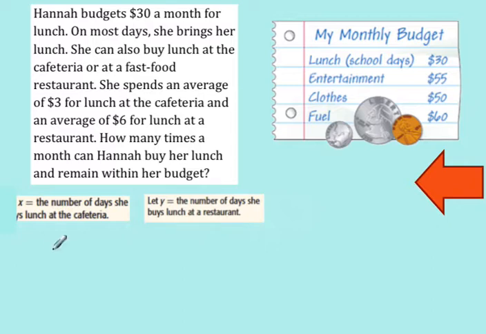So for every X day that I go to the cafeteria, it's going to cost me $3. For every Y day that I go to the restaurant, it's going to cost me $6. Now you'll notice for lunch, her budget is $30. So whatever we spend, we want it to be less than or equal to $30. We can spend exactly $30, but we definitely don't want to spend more than $30.